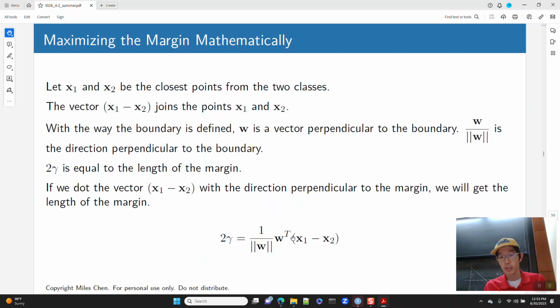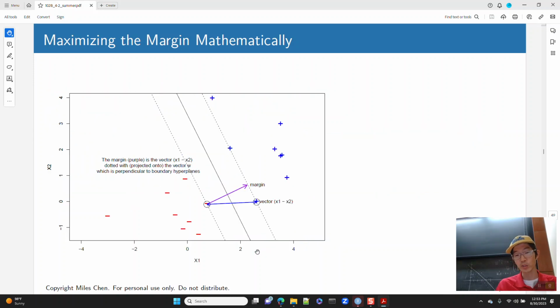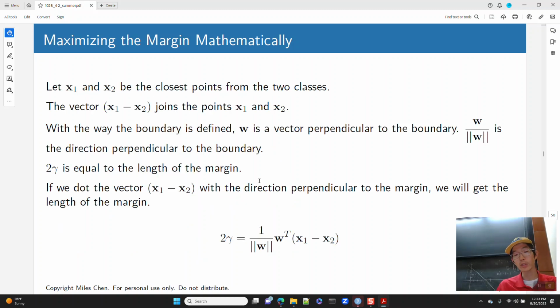So what do I have? I've got w transpose x1 minus x2, and we dot that vector with w over the norm of w, which will give us basically the length of the margin. When you dot one vector onto another, it tells you the length if you project that vector onto the other vector. So this quantity right here, w transpose x1 minus x2 over the norm of w, gives us the length of this purple vector, and we set that equal to 2 gamma.